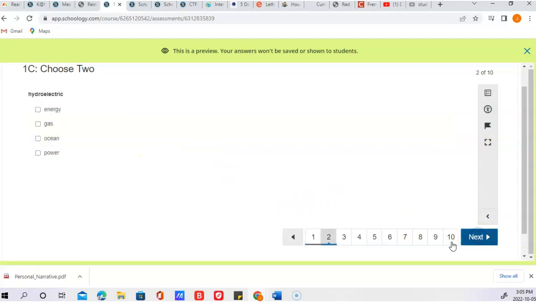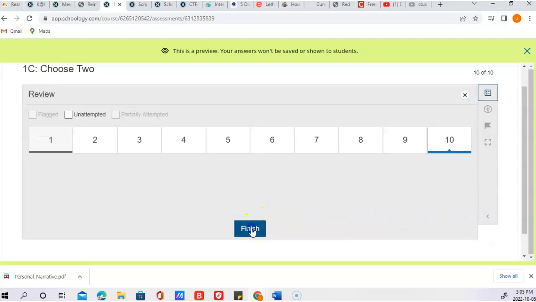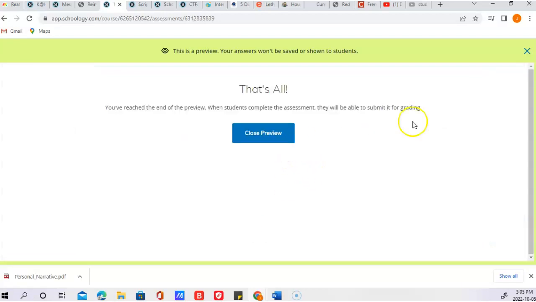Again, you can click next, or you can click on the number and go on to the next one. Get to the end, review them, finish, same thing. And then you submit. Mine don't get to be submitted because it's just a preview and I can't do it as a student would do it. But when you do it, then you can submit it for grading.